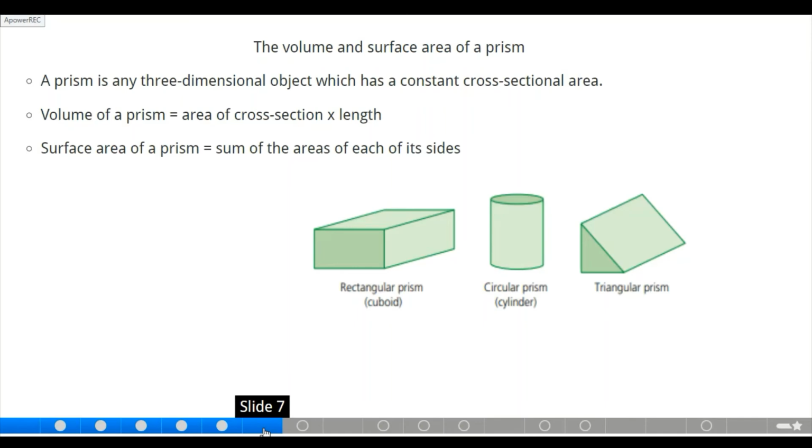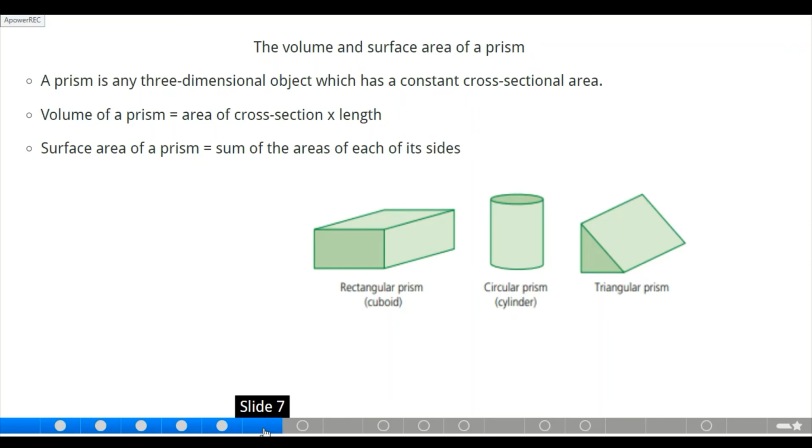A prism is any three-dimensional object which has a constant cross-sectional area. So if you want to calculate the volume of a prism, we calculate it as the area of the cross-section multiplied by what? Multiplied by length.